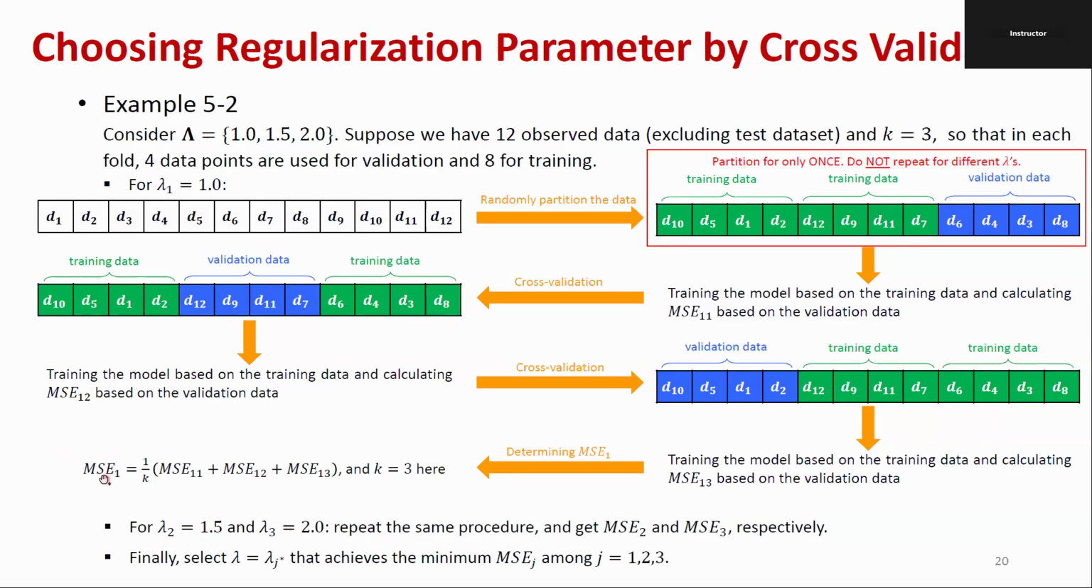Similarly, I can calculate MSE2 for lambda 2, MSE3 for lambda 3. And then I will just compare these three MSEs. So which one is the smallest? Then the corresponding lambda will be selected.